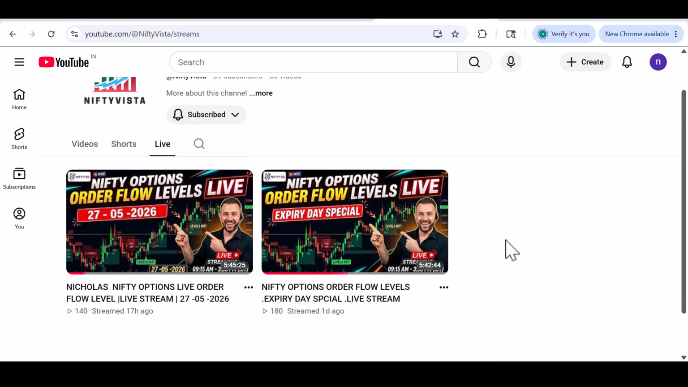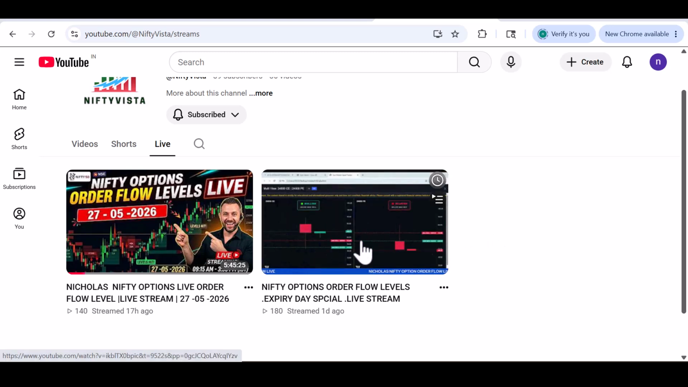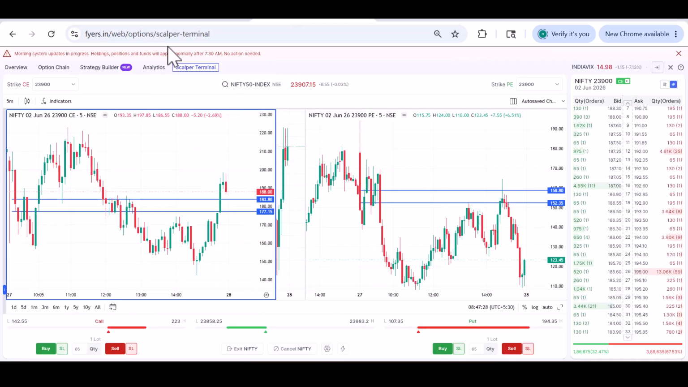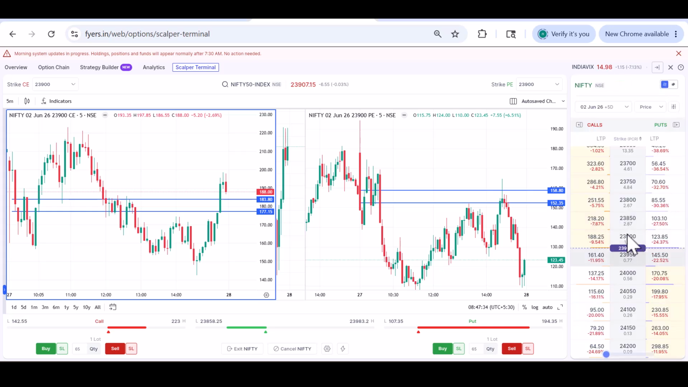So in this video, I will explain what logic I used for finding these levels and how to use them. This is Fire's option scalper terminal. Here we can select the strike. Usually I select the at-the-money strike after market open.